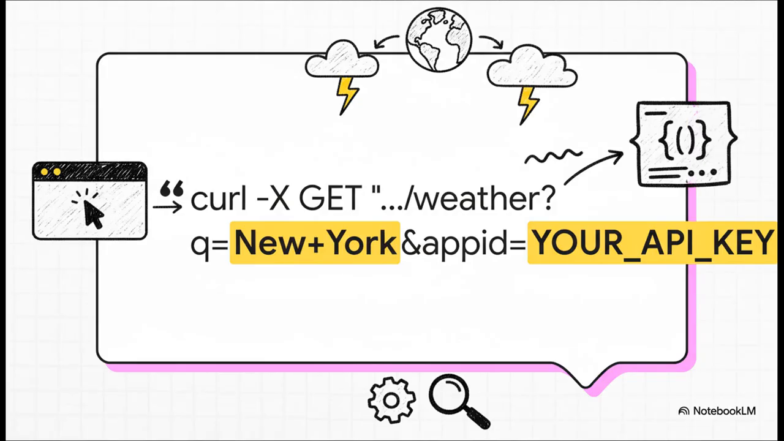So before you write a whole bunch of code, you'll probably want to test the API with a simple tool like curl, right from your command line. It might look a little technical, but all you're doing is building the request URL, telling it you want the weather for New York, and plugging in your personal API key. You hit enter, and you get the raw data right back. It's a great way to see if everything is working.